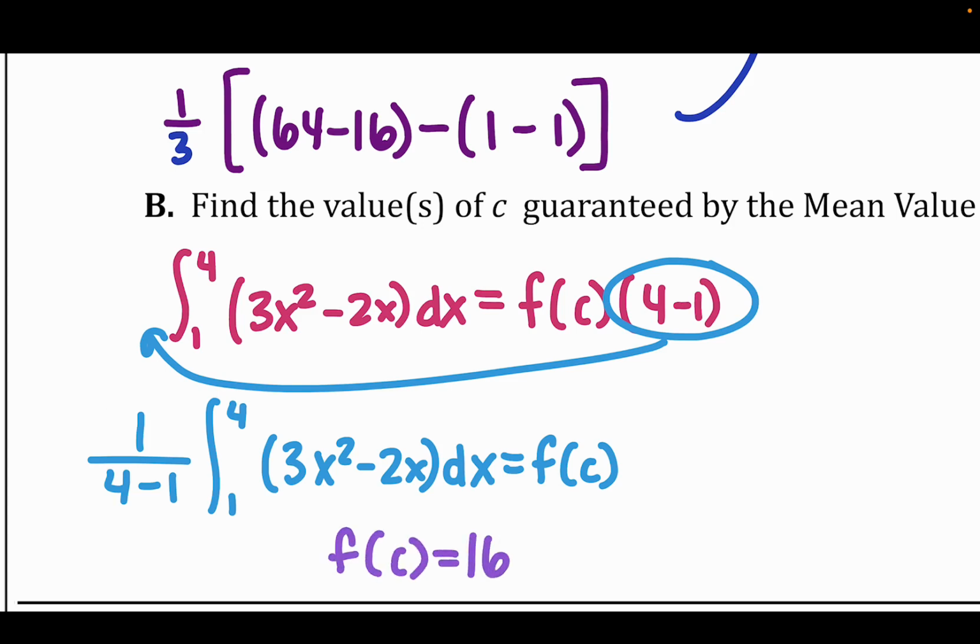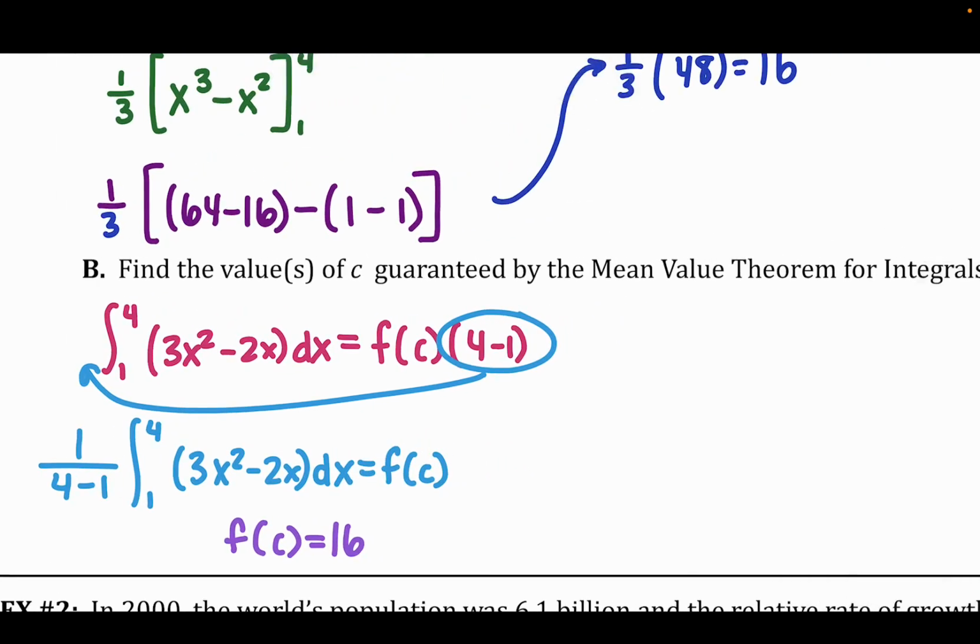Now let's find where that somewhere is. So we're going to set f of c, which means we're just going to substitute all of the x's out for c in the function f of x up above. So f of c is going to equal 16. We're going to solve for where that happens.